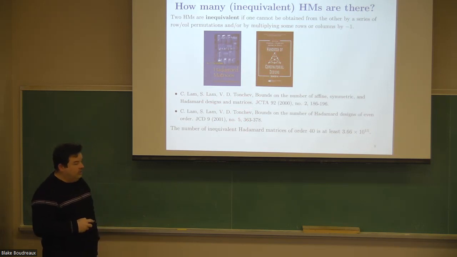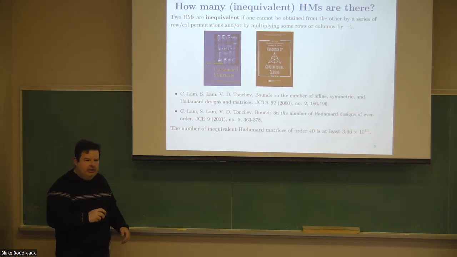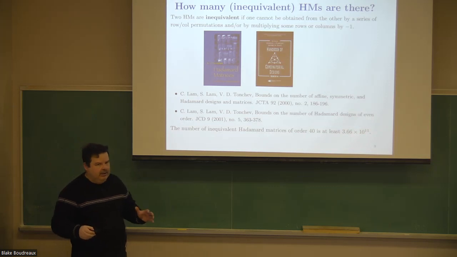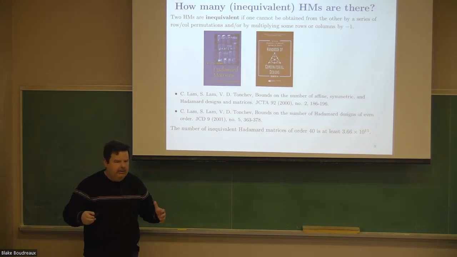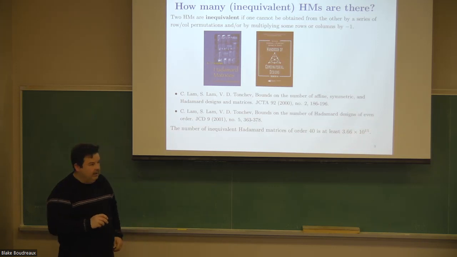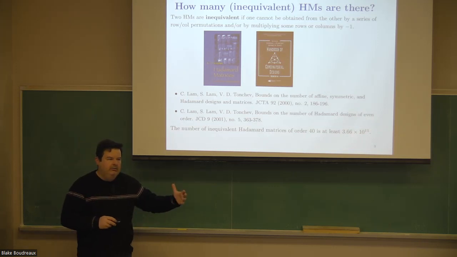And from those papers, we know that the number of inequivalent Hadamard matrices of order 40, for instance, is at least this times 10 to the 11. So there is an ample supply of Hadamard matrices, right? It's not that they are rare. They exist in great abundance. So this is sort of in support of this conjecture, right? They don't die out, if you like, when the order grows.